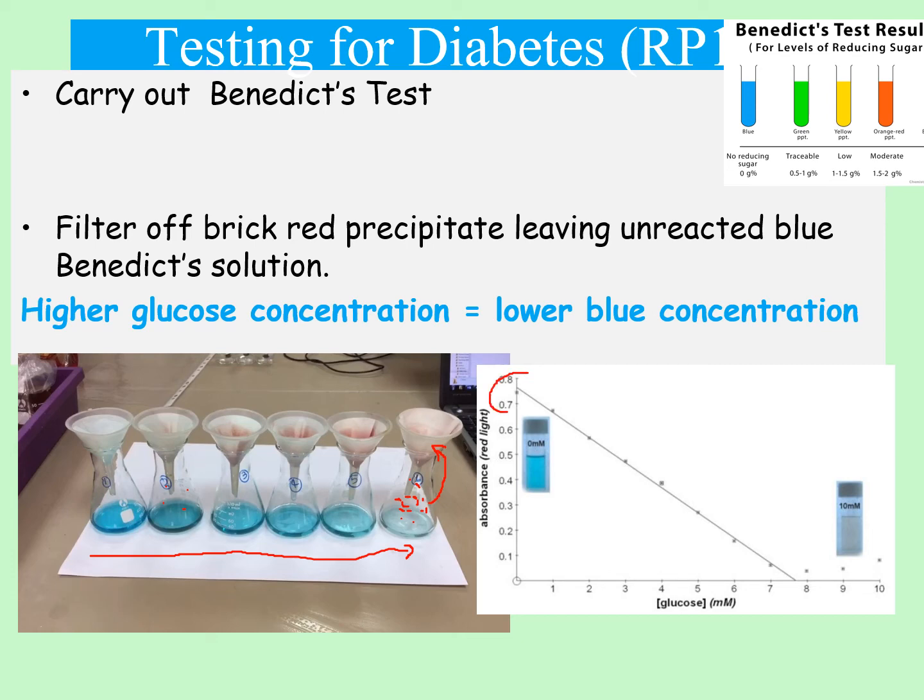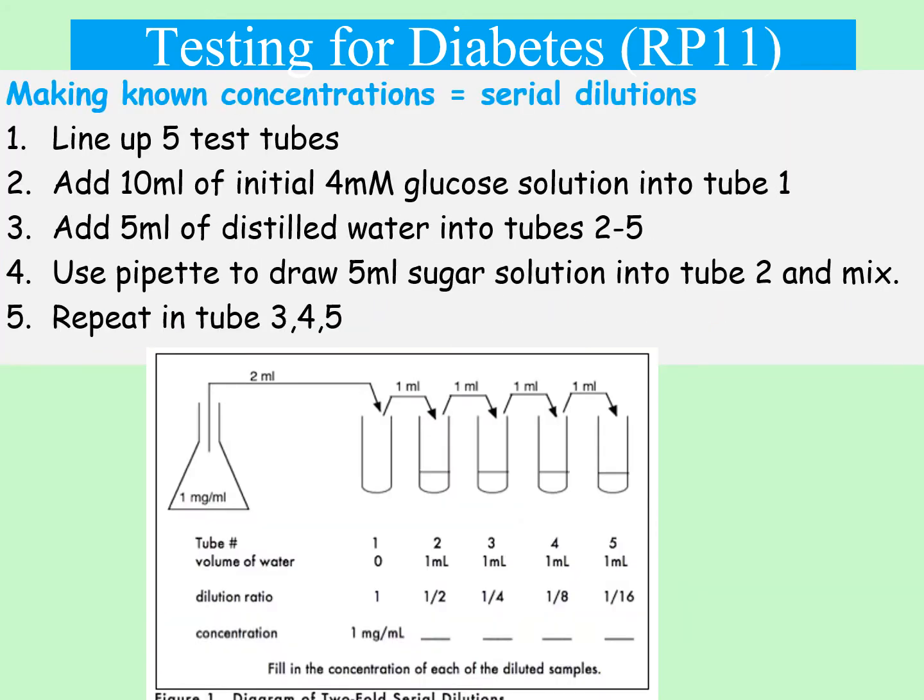Okay, so if you have a look at this graph, there you go. If you've got high concentration, then you have got less blue left over. And that is shown by what we call the absorbance, because lower absorbance will happen when there's less blue and it's clearer, less blue, I suppose. So how would you do this?